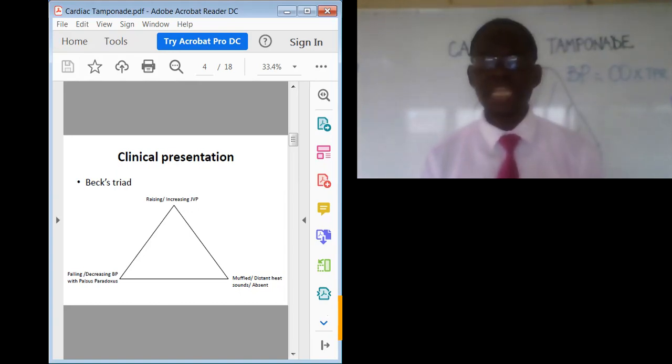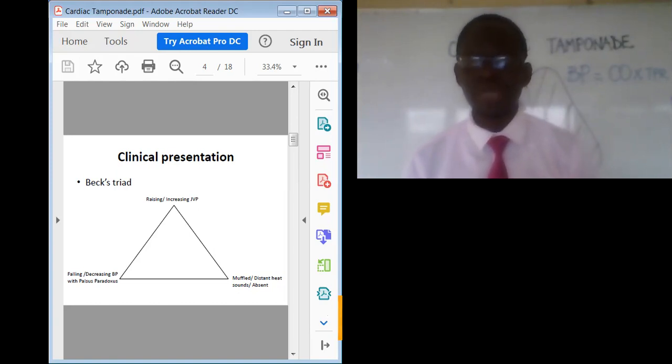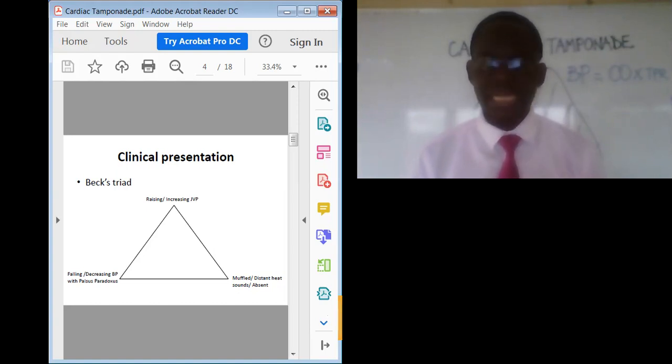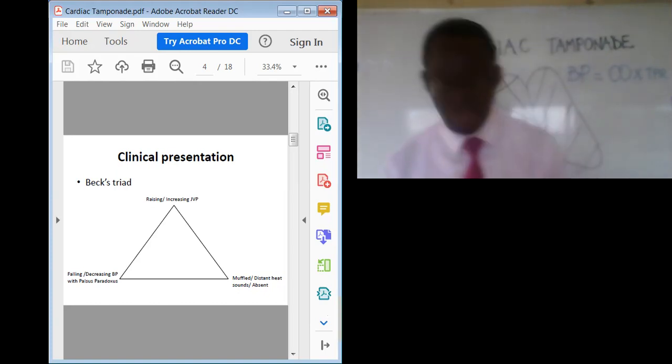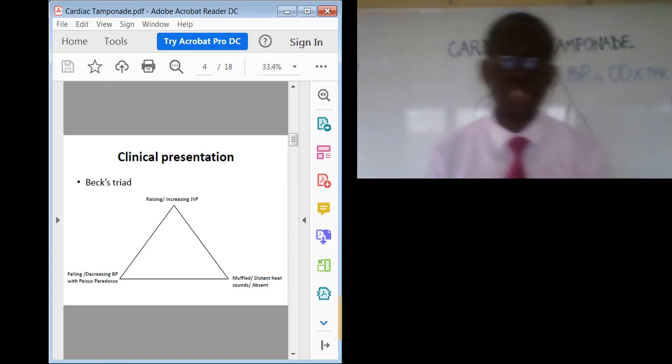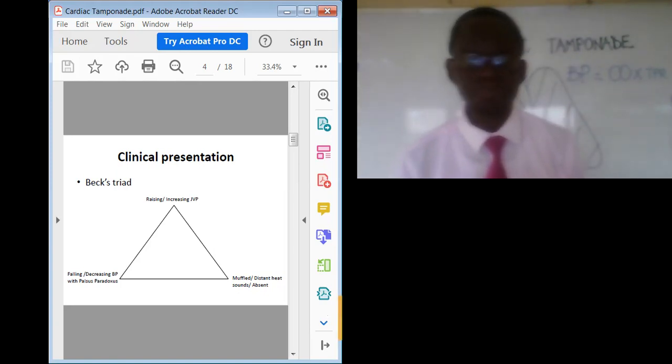Now, pulsus paradoxus refers to a decrease of more than 10 millimeters of mercury in the systolic blood pressure during inspiration.